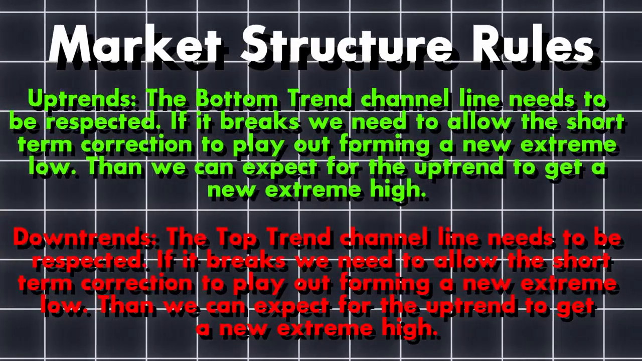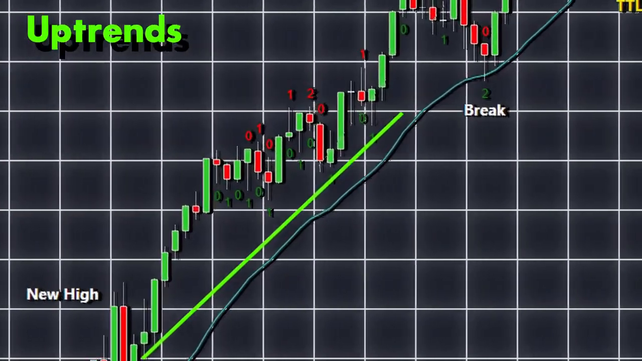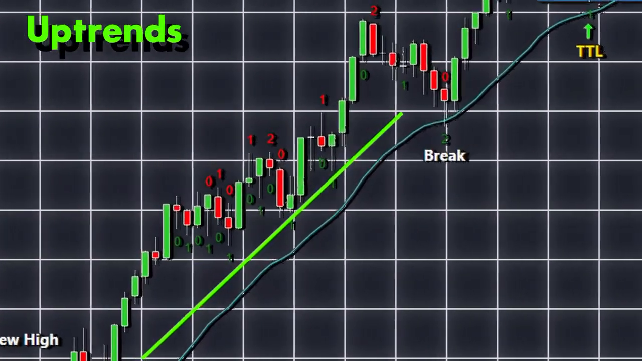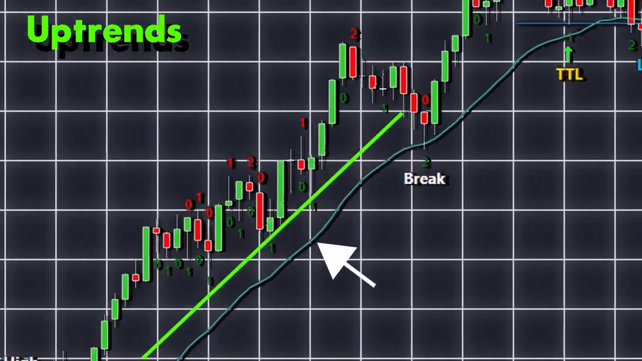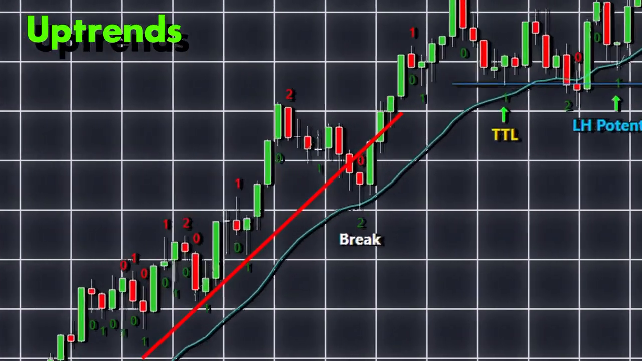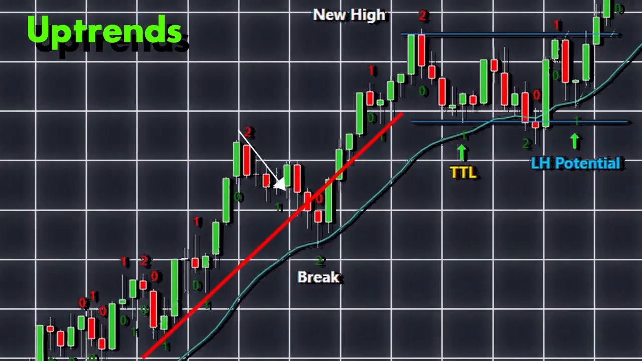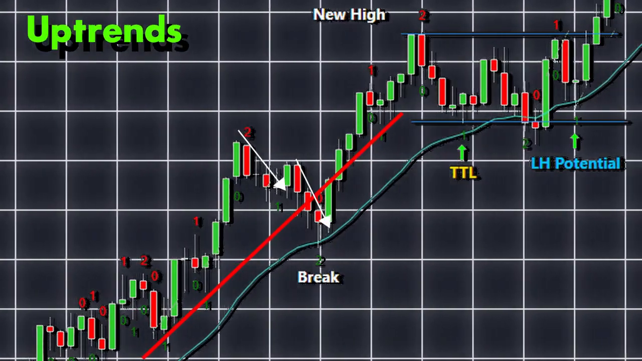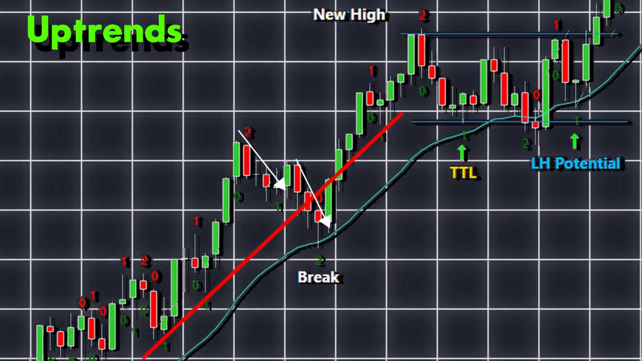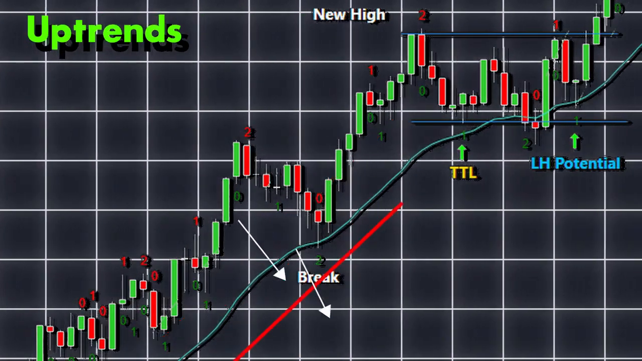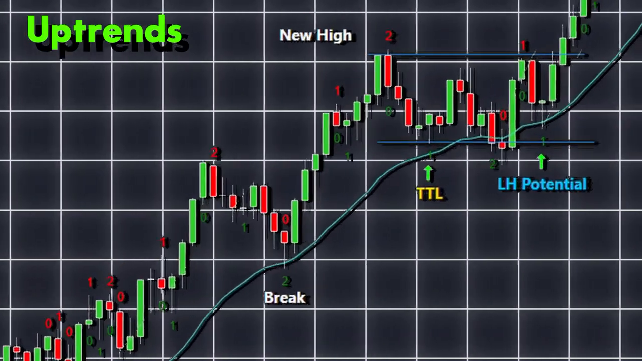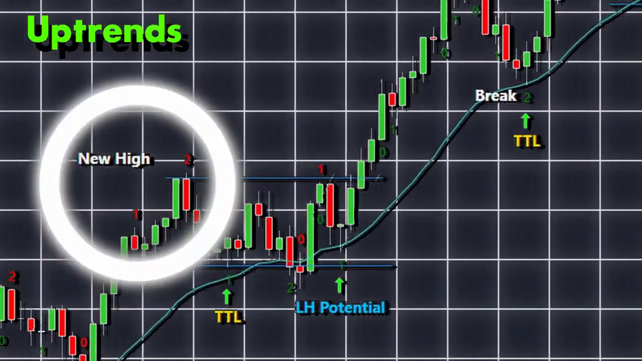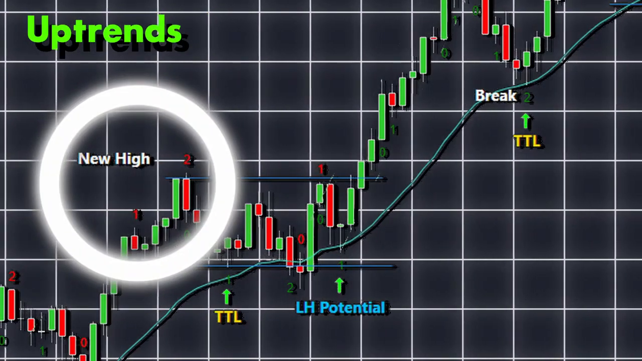These rules say this: if price is in an uptrend with consistently higher highs and higher lows, the trend channel line at the bottom cannot be broken. If it does break, we need to allow for the short-term correction to play out by allowing it to have a break within itself. Then it will make a new extreme, which would be a new low. And after that, I can expect the price to make a new extreme for the uptrend, getting a new swing high that breaks the previous one.